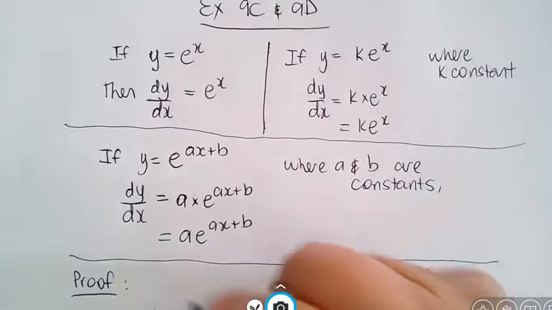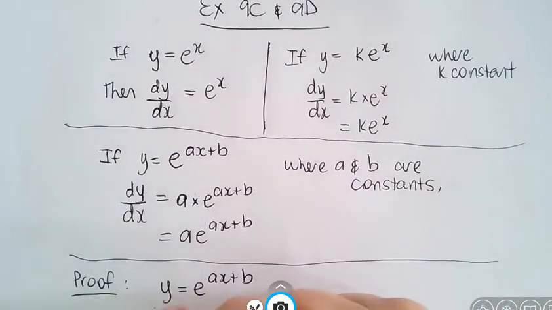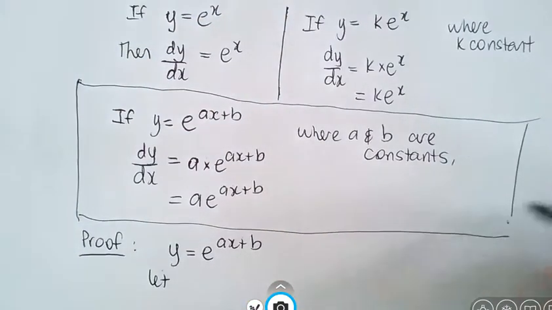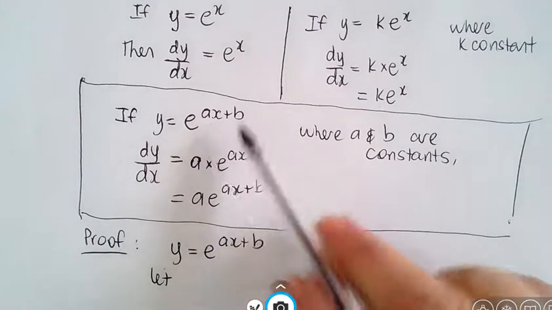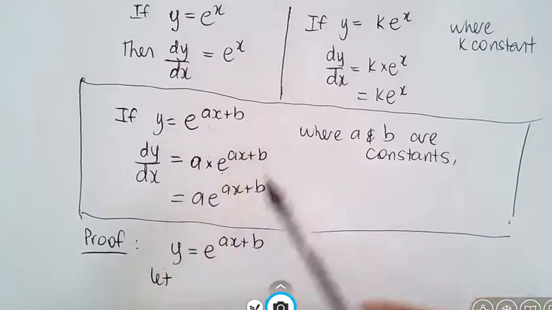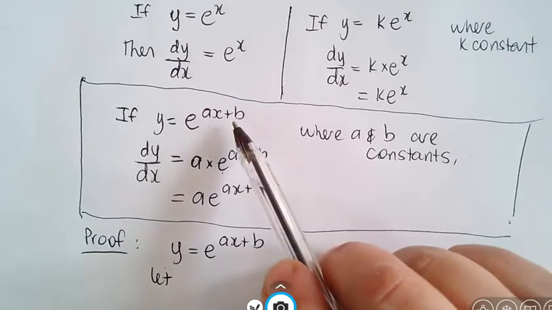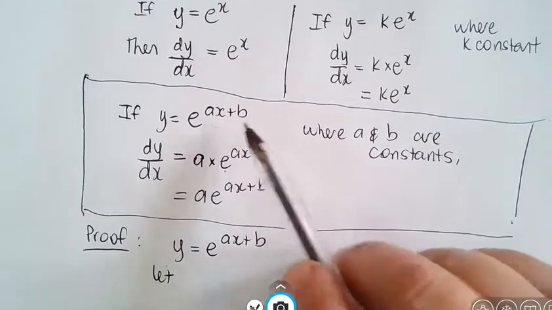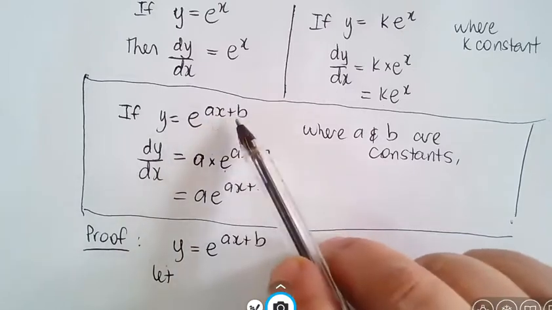Now, proof. y equals e to the ax plus b. So this is my new rule. Basically the derivative is e to the power of whatever, times the coefficient of the x, or the derivative of the ax plus b. So if I differentiate ax plus b, I just get a. If that was 7x plus 5, I would get 7 for my derivative.